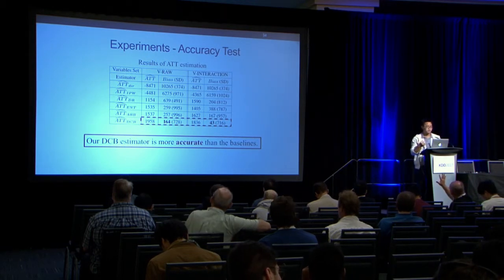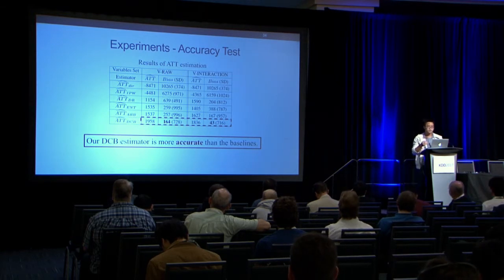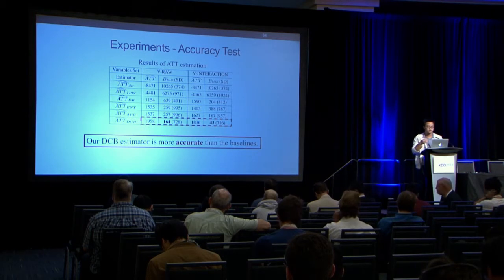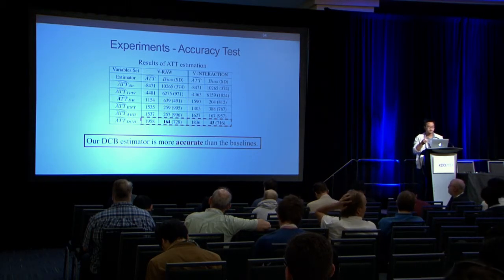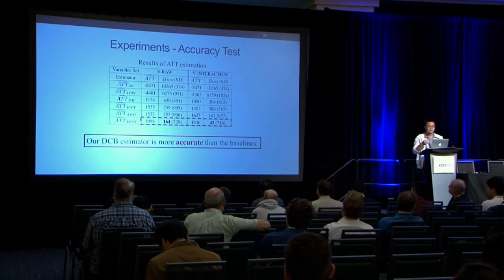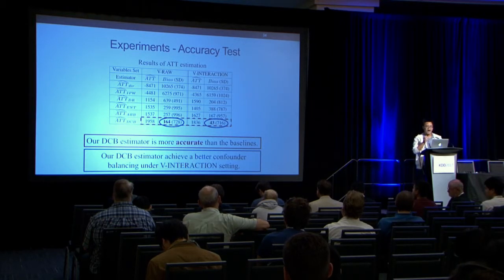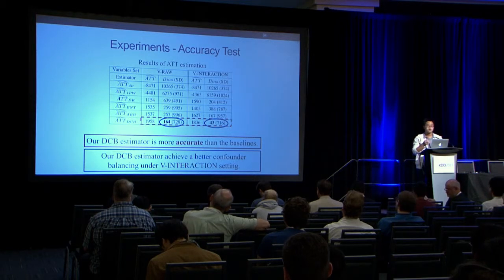From the result, we find the baselines make a huge error, while our DCB estimator achieved the best performance compared with baselines. The main reason is our DCB algorithm considers differentiating confounders for better confounder balance and makes an accurate treatment effect estimation. And we also found that under the raw interaction setting, we get a better treatment effect estimation than the raw setting, which means that with considering the high order terms of the observed variables, our algorithm can make a better confounder balance and make a better performance on the treatment effect estimation.